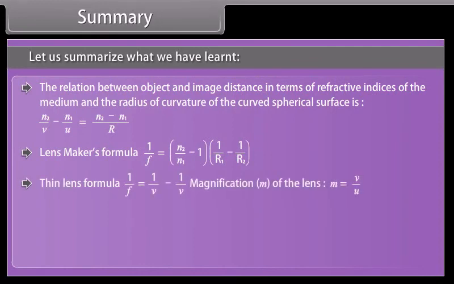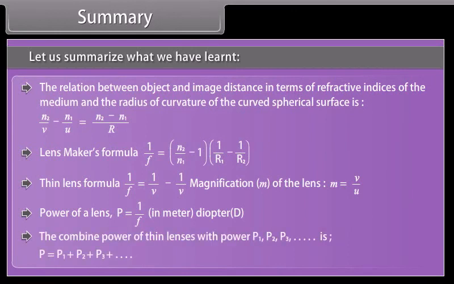Thin lens formula is this. Magnification m of the lens, m is equal to v/u. Power of a lens, P is equal to 1/f, with f in meters, the unit being diopter D. The combined power of thin lenses with power P1, P2, P3 is P is equal to P1 plus P2 plus P3 and so on.